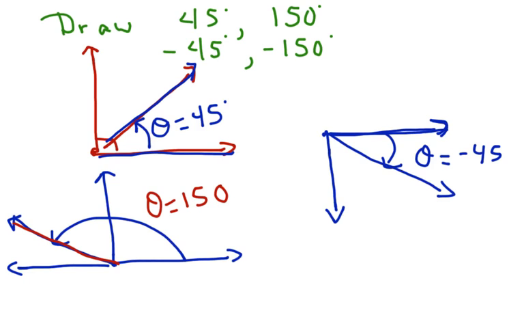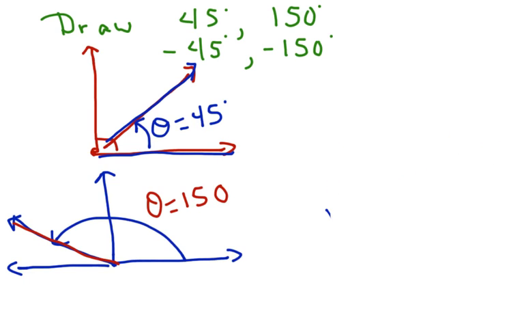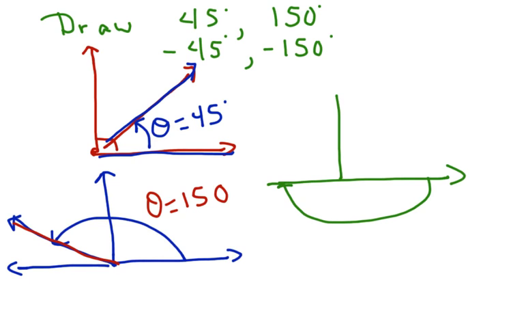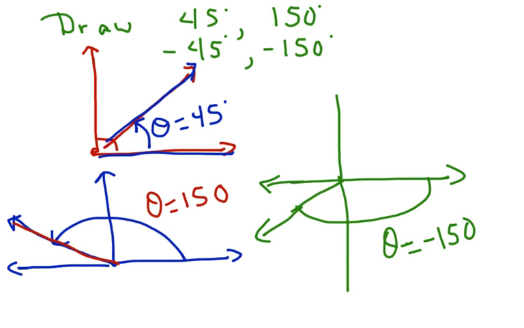For negative, I'm going to erase this one. So for negative, let's do it in green. This is negative 180 would be right through here. So negative 150 is going to end right about there. Erase it. So this is negative 150. If you notice, I can't draw well. So hopefully you'll do better.